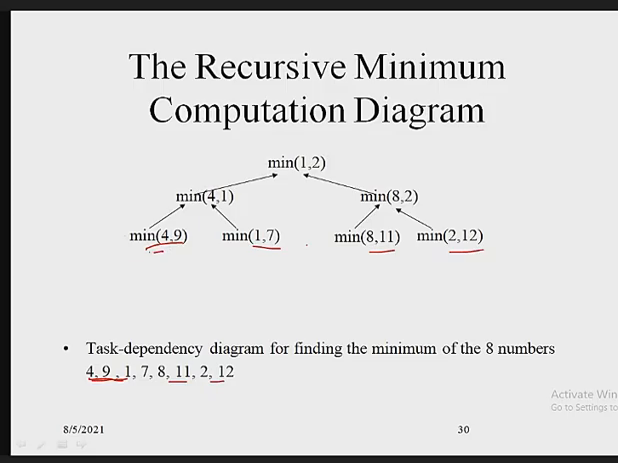From this pair, the minimum one is 4, and from this pair, the minimum one is 1. From this pair we get 8, and from this one we are getting 2. Now here again two numbers are there, so from these you can perform the minimum. The minimum number is 1. From these two, 1 and 2, the minimum number is 1.